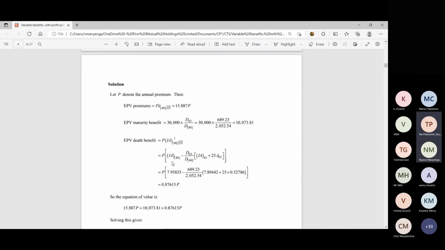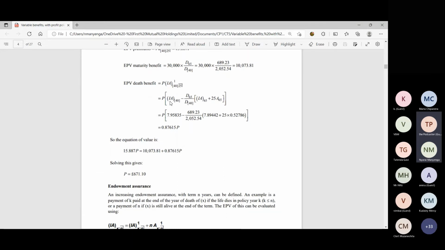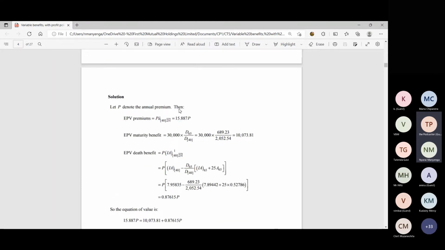And you find that by just substituting the values in the formula, IA select life 40, D65, D40, enter AIA 65 plus 25A65. All these values, you can easily take them from the tables, and then you evaluate it, and you get your 0.87615P.